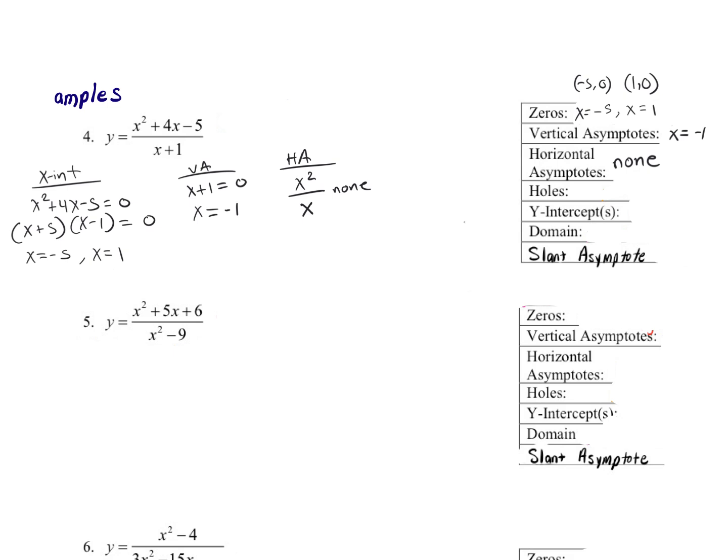Now let's look for the holes. I'm just going in order. For the holes, we're going to factor the numerator and the denominator. We already factored the numerator when we did the x-intercept, so I'm going to go ahead and write x plus 5, x minus 1, and then on the bottom, we can't really do anything, it's x plus 1. We can't cancel any of these, so we have no holes. For the y-intercept, we set every x to 0.